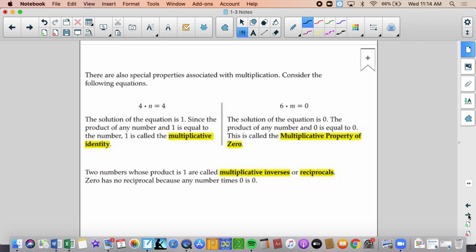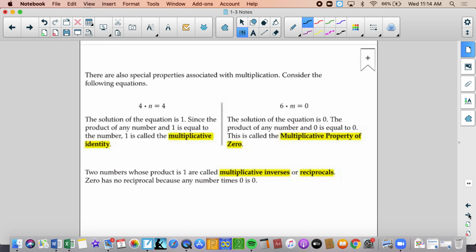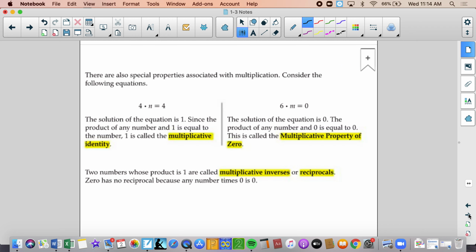So we see the similarities between the additive identity and the multiplicative identity. What do we add to get that same number? Identity, meaning the original. We add 0. What do we multiply? We multiply by 1. So the multiplicative identity says A times 1 equals A.